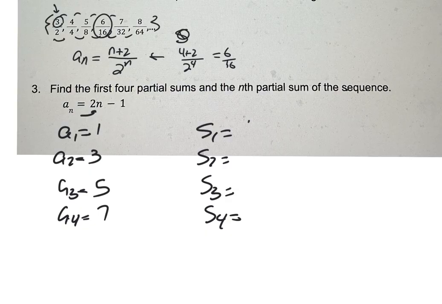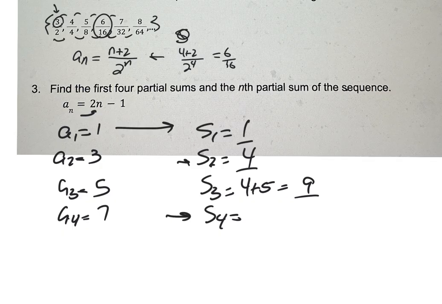So what's the first sum? 1. That's always going to be the first term. The second sum, you're going to add the first 2 terms together, 1 plus 3. That's going to give you 4. To find the third sum, I'm going to take the second sum and add the third term, which is going to be 9. So far so good. And to find the fourth sum, I'm going to take the third sum plus the fourth term, which gives me 16. Now, there's my sums.